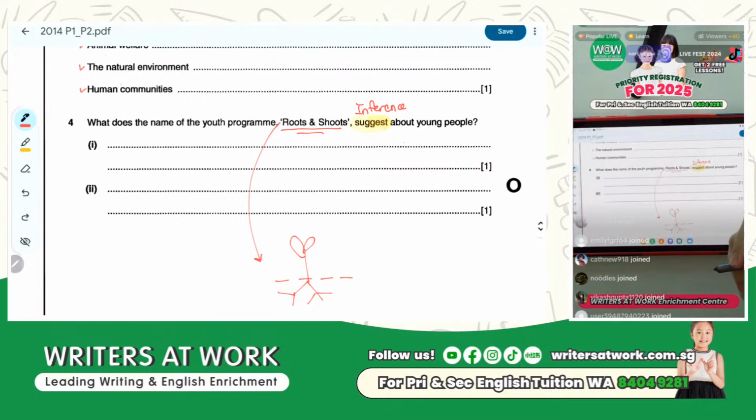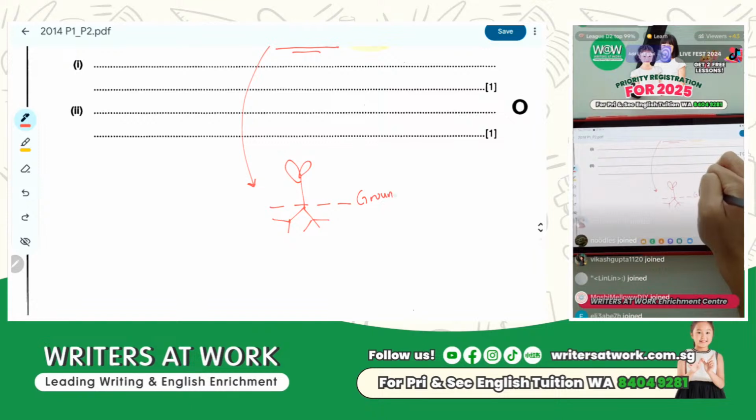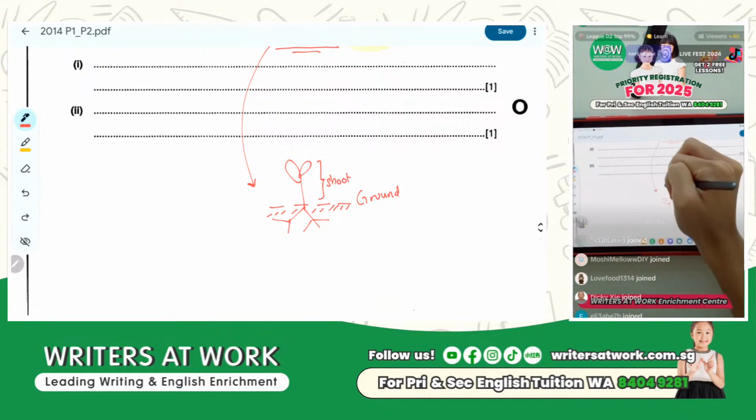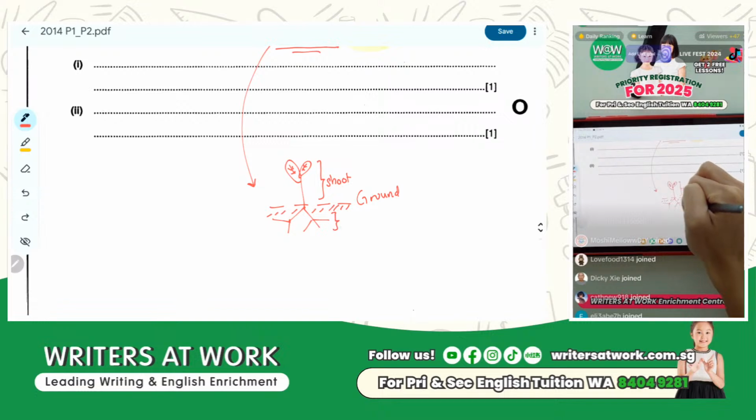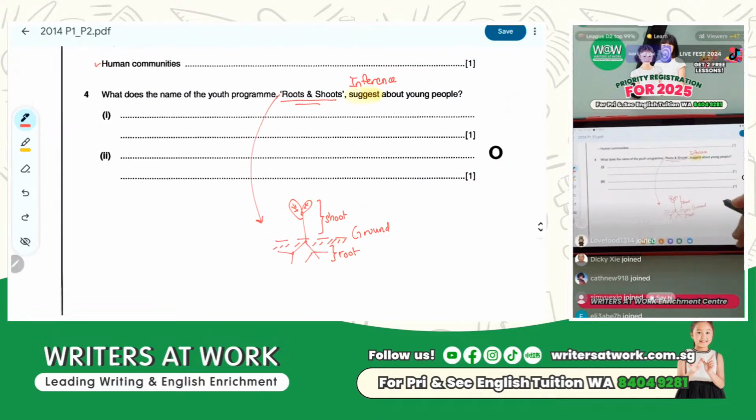So this is a plant. Pardon the very rudimentary drawing that I have here. This is your ground. Here is underground, and here is above the ground. So what is a shoot? The shoot is this thing here. We are referring to this young plant, and these two are the leaves. And the root is the bottom part here. So what they are looking at is how the root and the shoot are linked to young people. So you need to draw this connection.